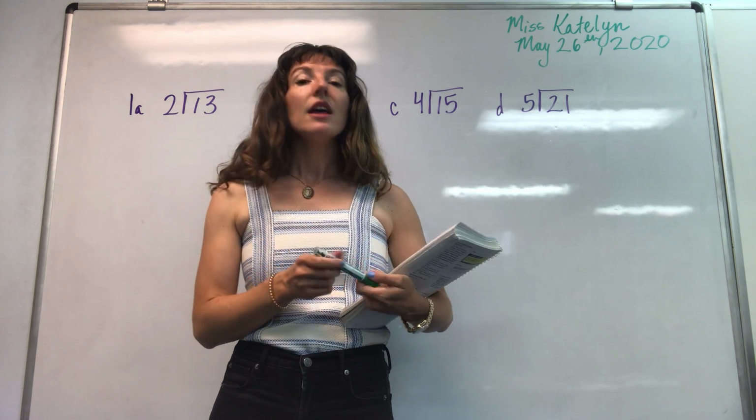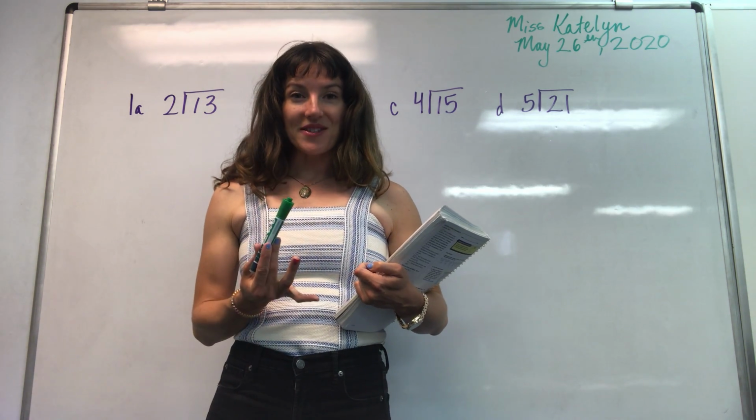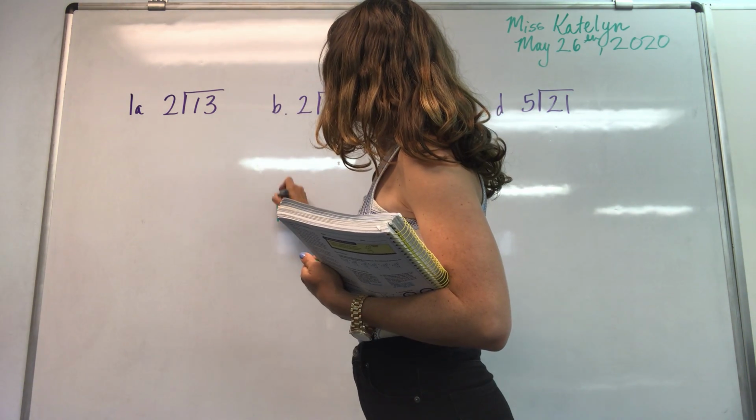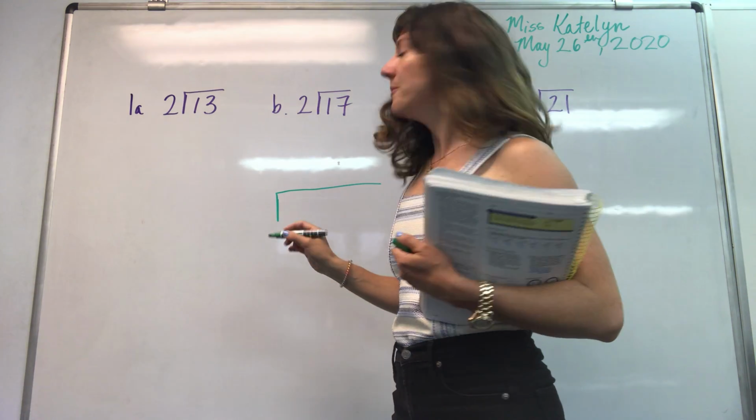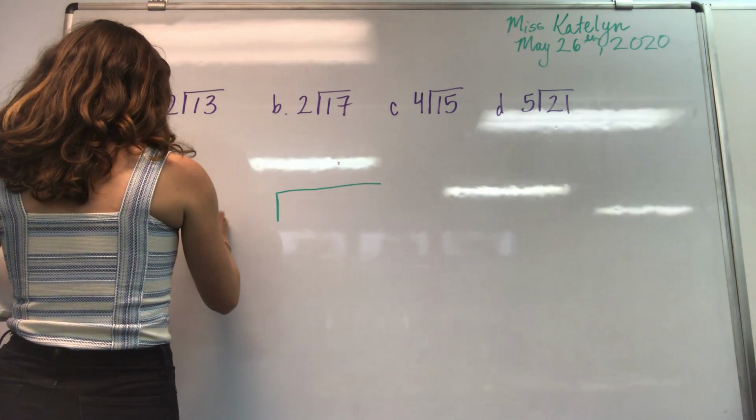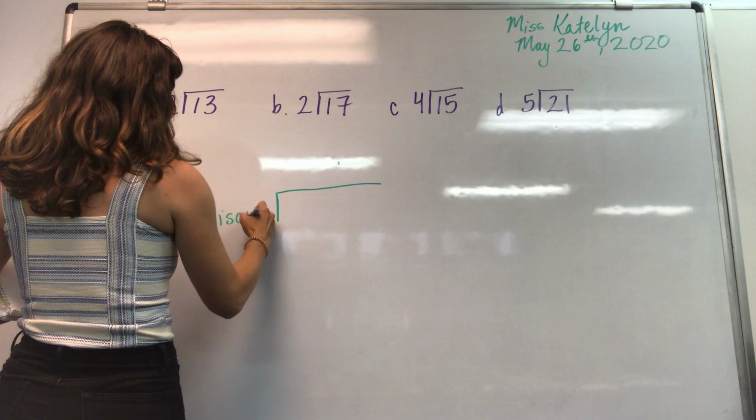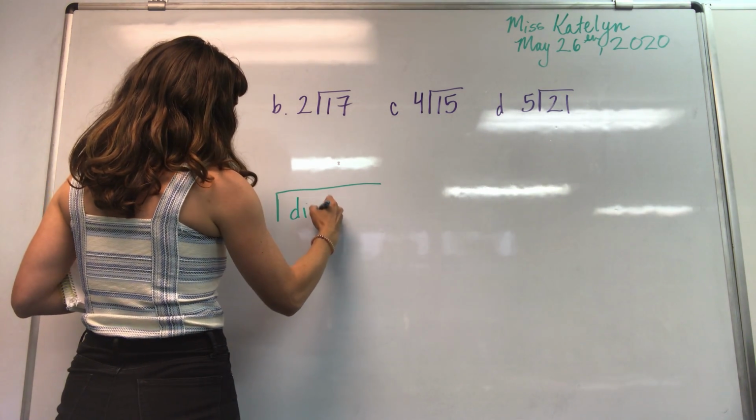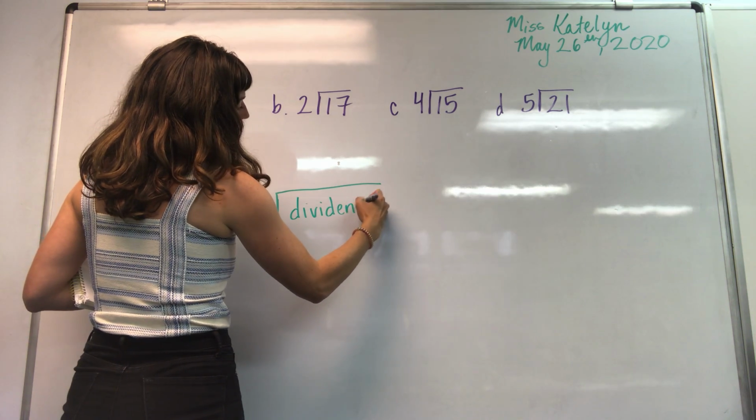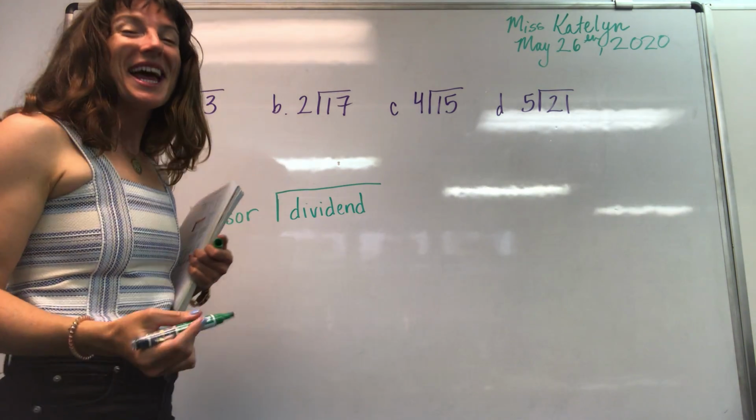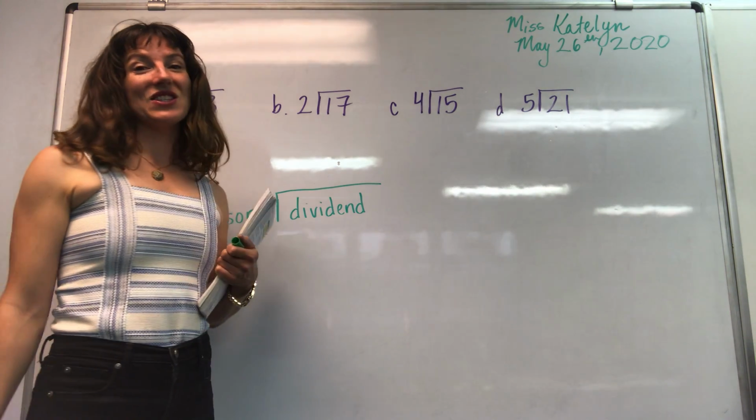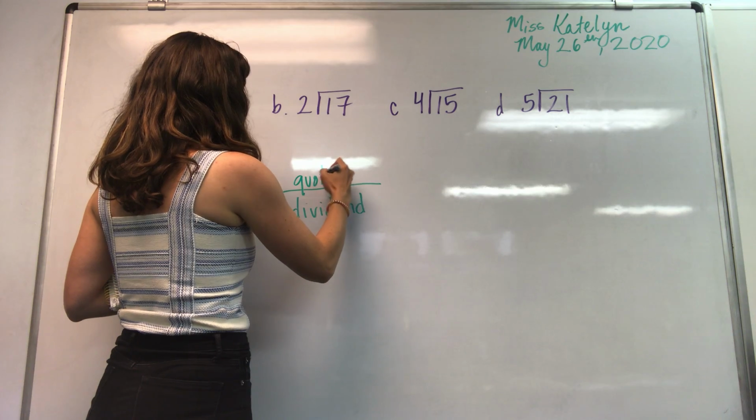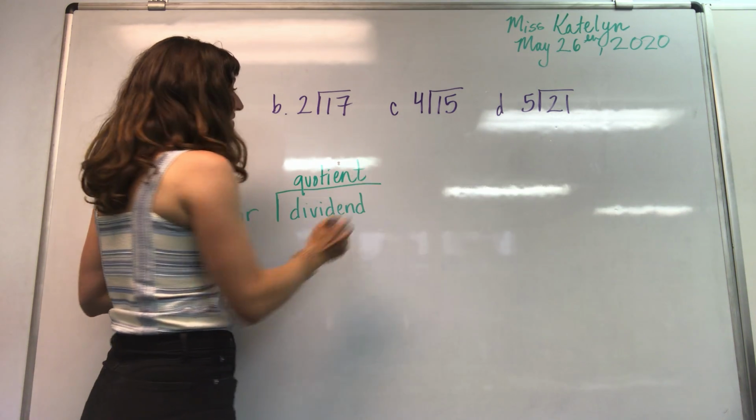So here's a review of the different parts of a division equation, okay? So here's your little box, right? This is your divisor, the number knocking on the door, and this is your dividend. The number inside the house is the dividend, and at the end you're going to find your quotient, right? That's the answer to the division problem.